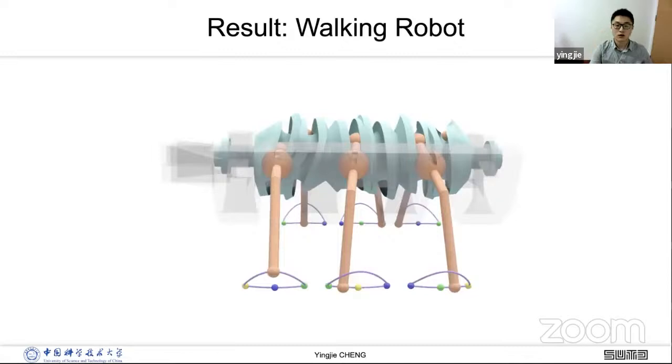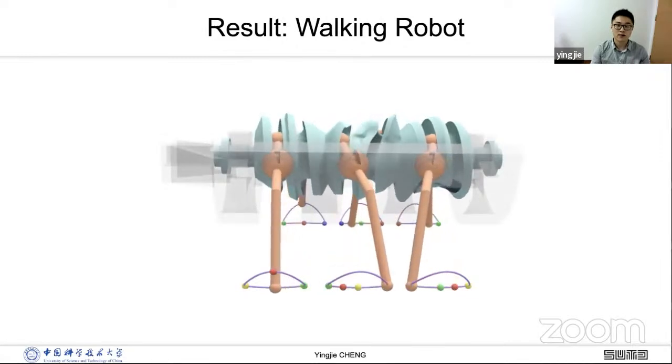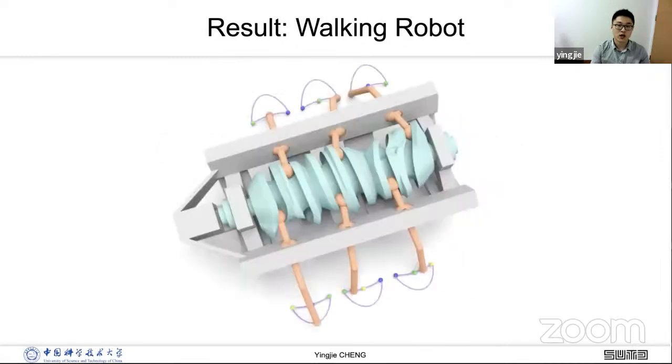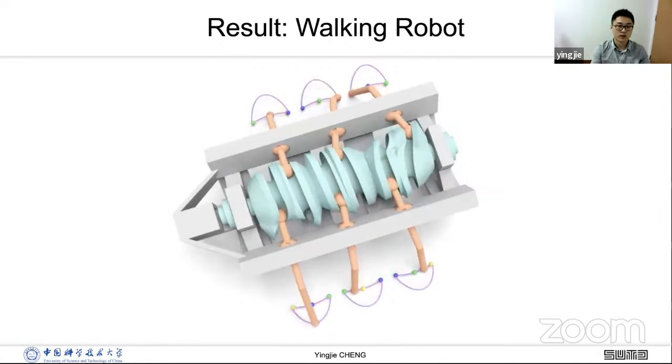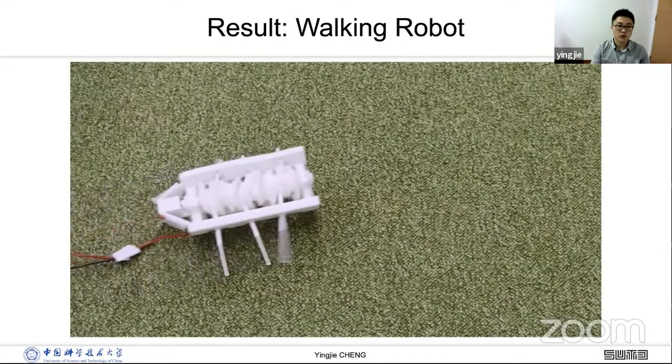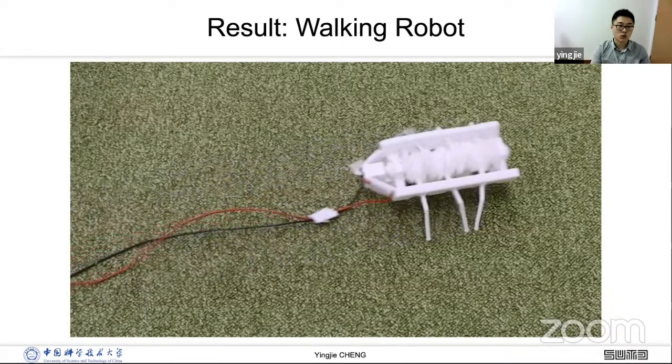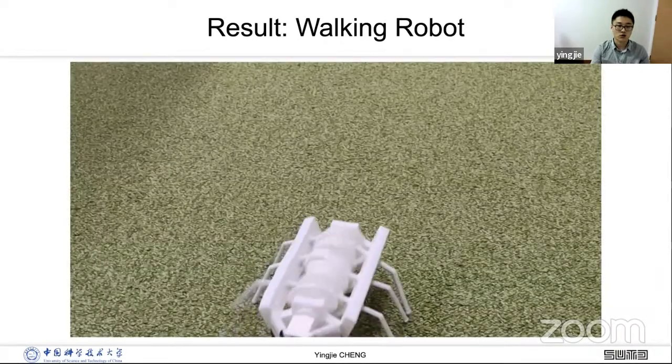More results. We design a 6-leg walking robot driven by a single motor. It can achieve the given gaits to realize user-specified trajectory and temporal motion. We fabricated it by 3D printing. The robot can walk stably and smoothly on the ground.